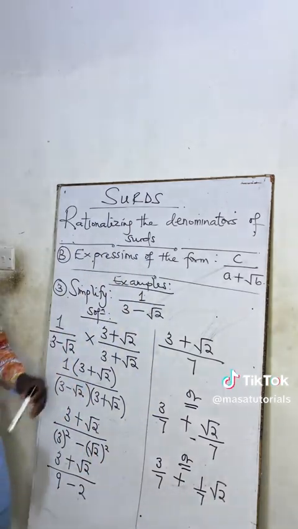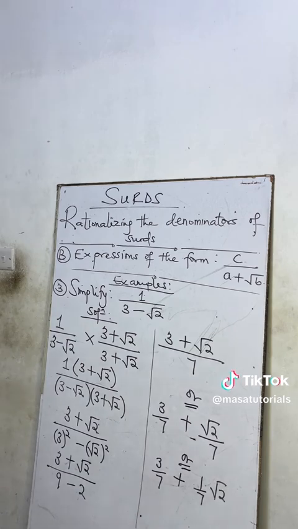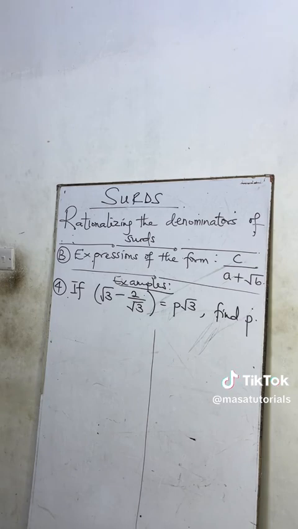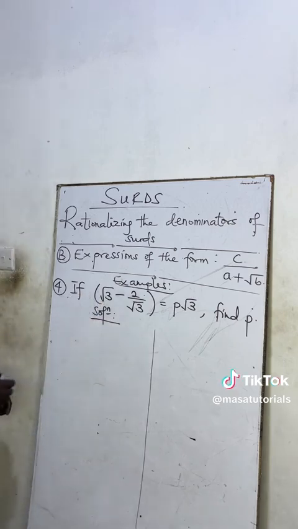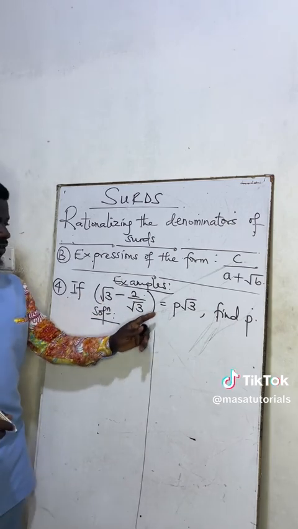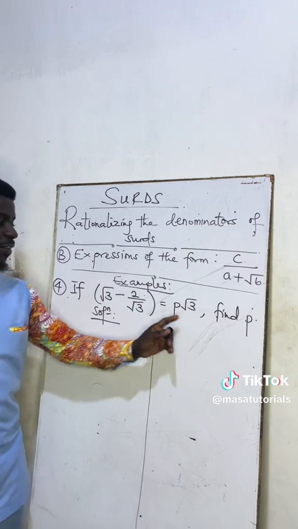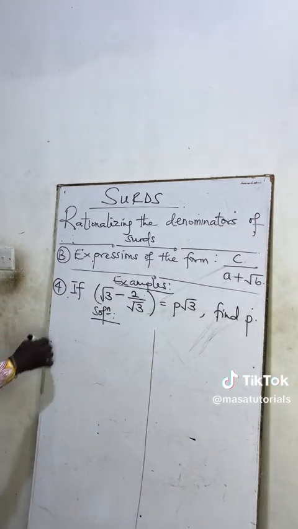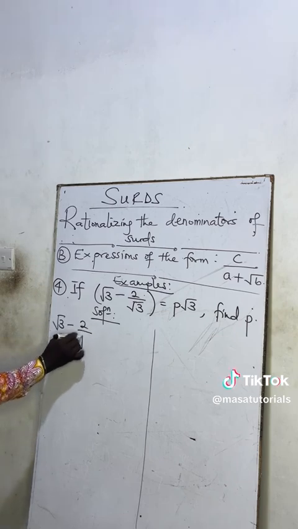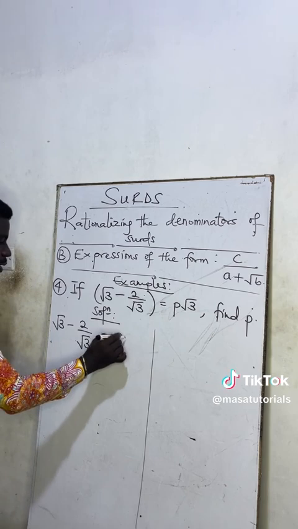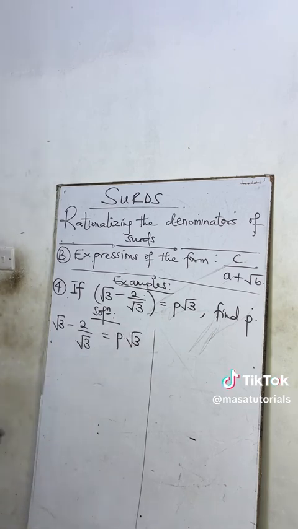Very simple. Let's see the fourth example. Solution: if (square root of 3 minus 2) over square root of 3 equals p square root of 3, find the value of p. So we have (square root of 3 minus 2) over square root of 3 equals p square root of 3.